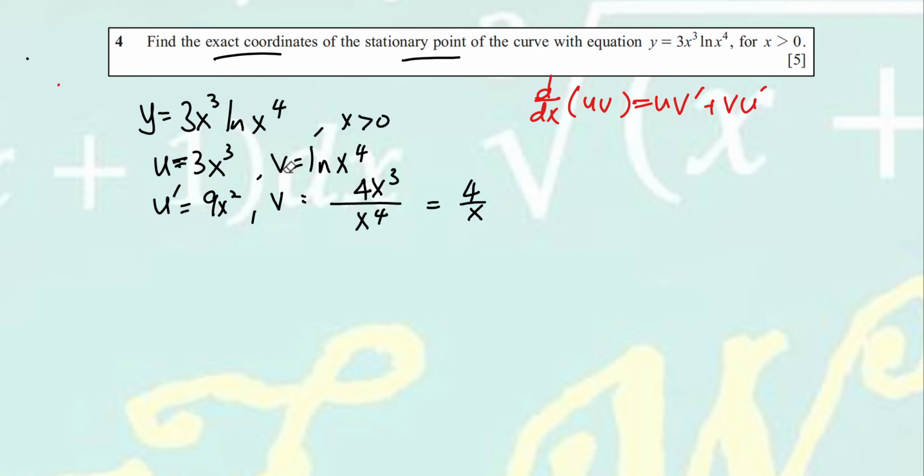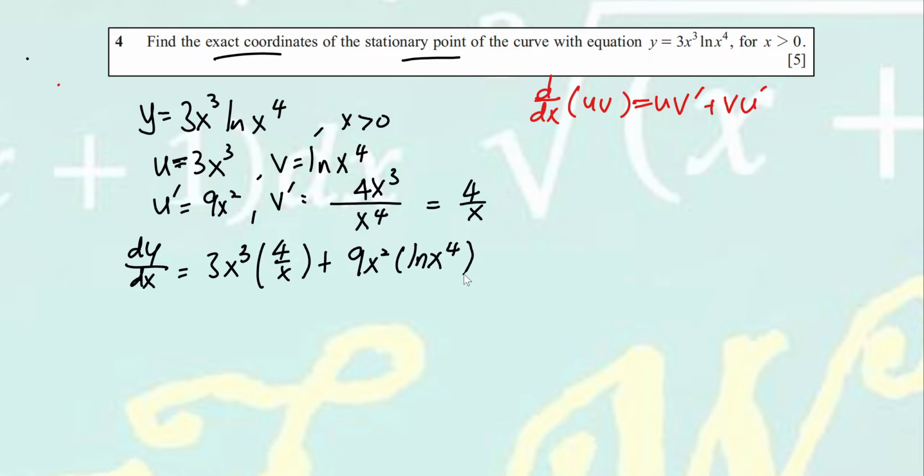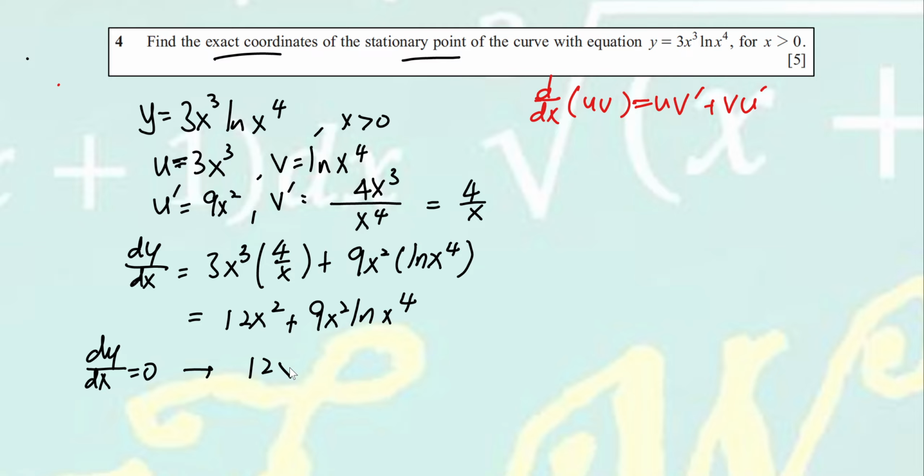Okay, so from here, just apply the formula. dy/dx equals uv prime, so 3x cubed times 4 over x plus 9x squared times ln x to the power of 4. And now let it be 0. But before that, I simplify first. So this is 12x squared plus 9x squared ln x to the power of 4. So dy/dx equals 0, so 12x squared plus 9x squared ln x to the power of 4 equals 0.